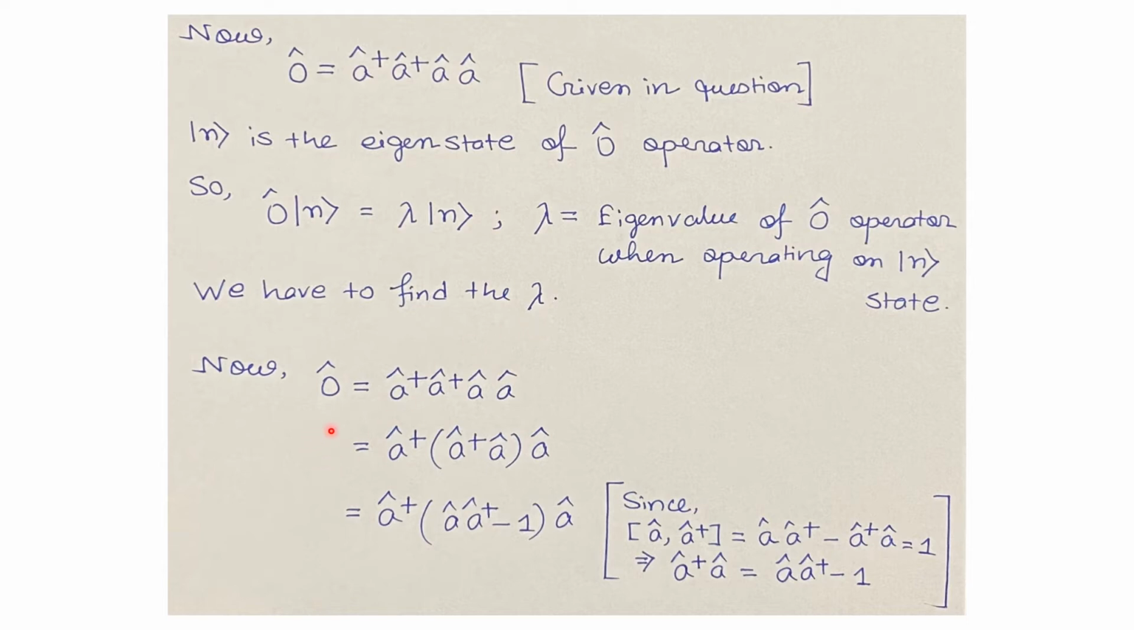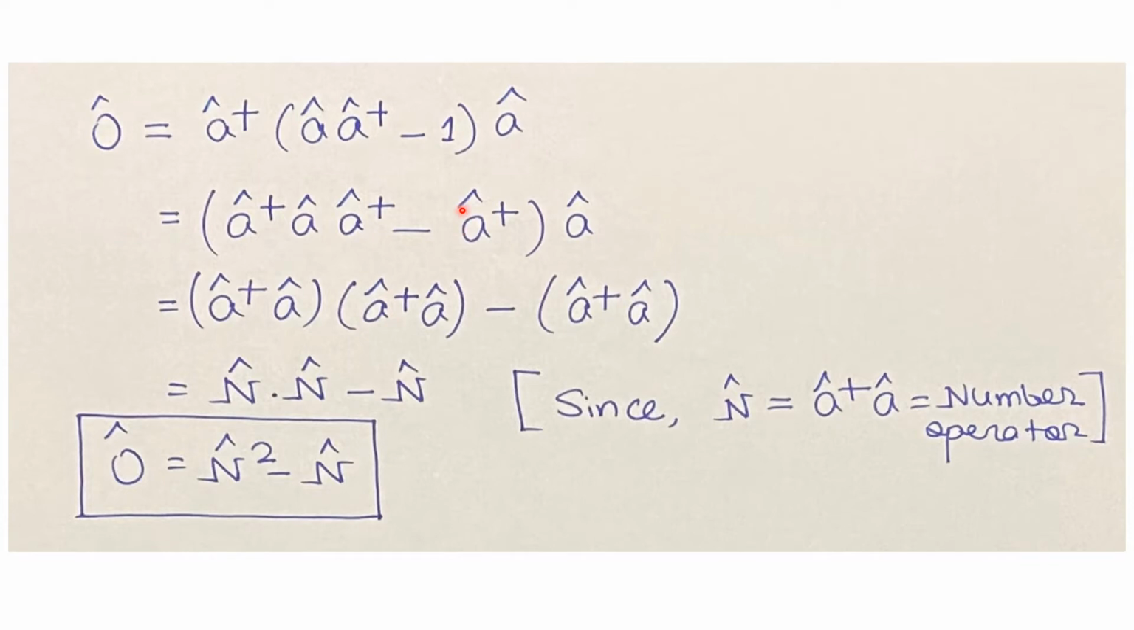So our O cap operator is a cap dagger, a cap dagger, a cap, and a cap. Now we'll take the second and third operators, those are a cap dagger and a cap together, and using the commutation relation between the a cap and a cap dagger operator, we can write a cap a cap dagger equals a cap dagger a cap plus 1. So we have O cap operator equals a cap dagger times a cap dagger a cap minus 1 times a cap.